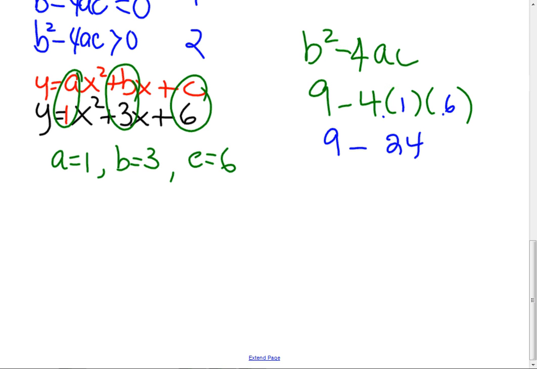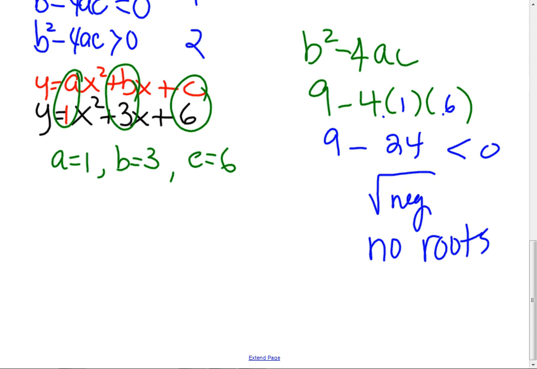I don't even care what the value is. What's true about it? Is it positive, 0, or negative? It's a negative number. So if this is a negative number, that means the number under the square root is going to be negative, and we can't do that. So there are no roots, no zeros, no x-intercepts.